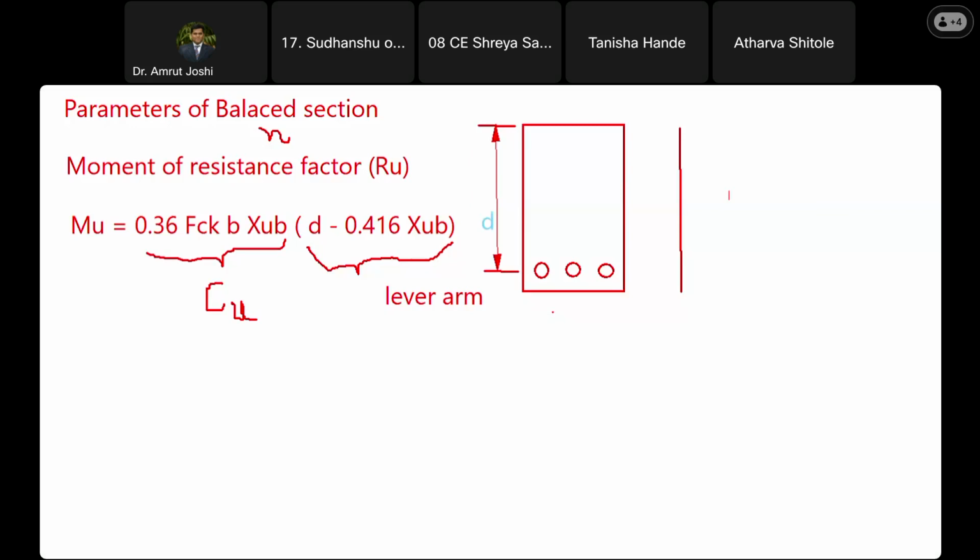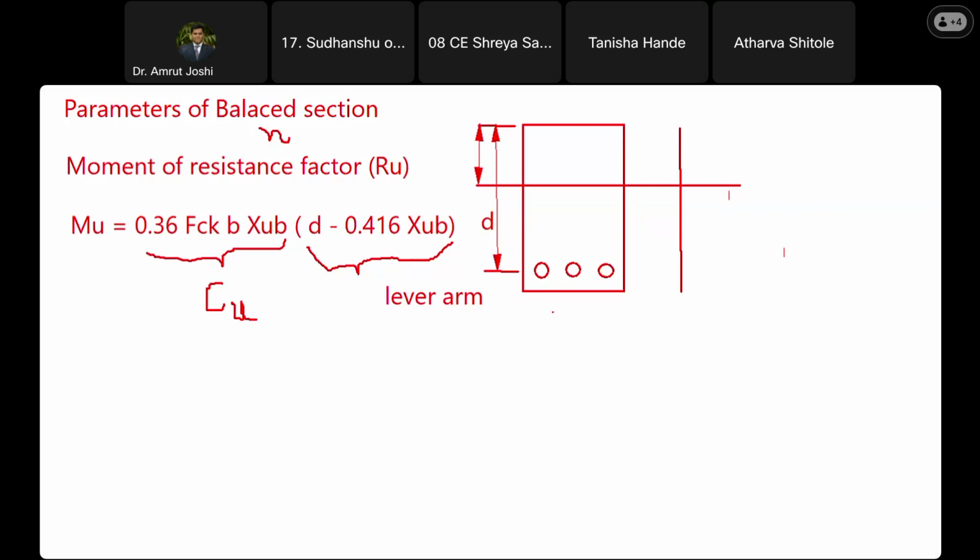And let us say that the neutral axis is located somewhere here. So this is the location of neutral axis, and distance of neutral axis from the extreme compression fiber, we already know that this distance, we denote it by the notation Xup.